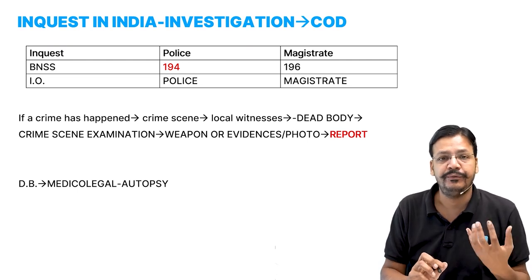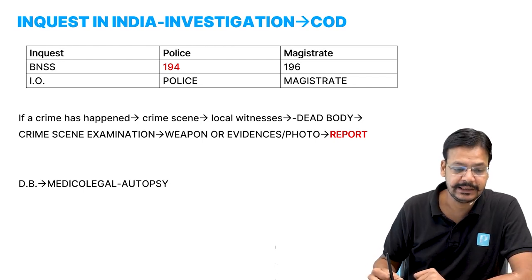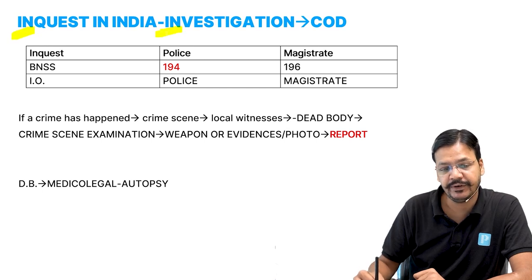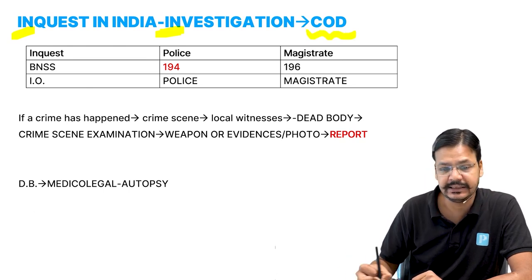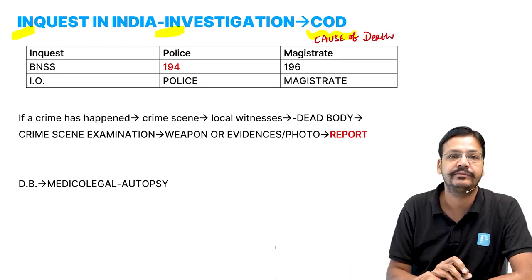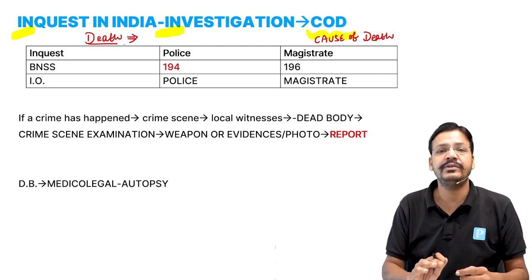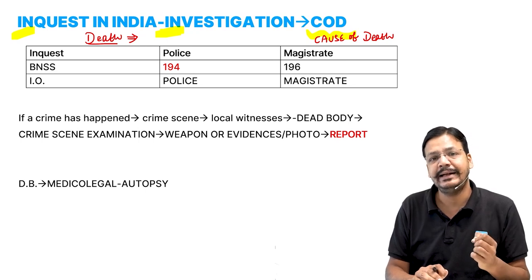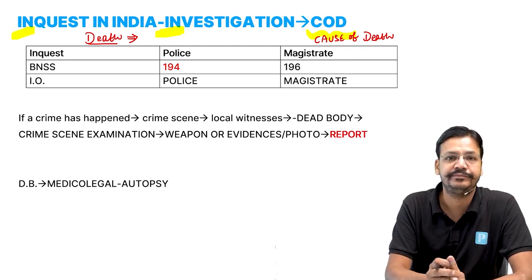Now, sir, I am coming to a very important part. What is inquest in India? Sir, just pick the word inquest, I-N. It is investigation. It is investigation in COD. What is COD? COD is cause of death. So one thing is clear: investigation in cause of death is inquest. One thing is very simple: inquest is done in death cases, not in live people. It is done in death.